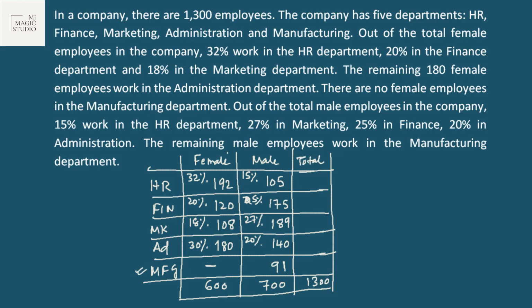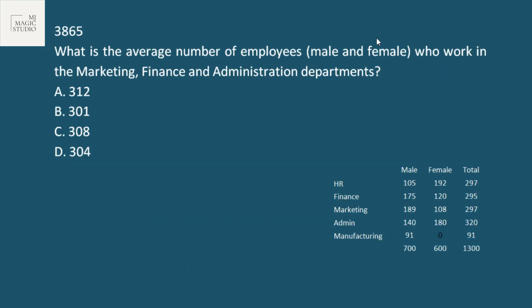So now we should complete this. 192 plus 105, 297. 295 total in finance, 297 total in marketing, 140, 320 total in admin, and 91 total in manufacturing. Once this table is ready with us, we are ready to answer all the 4 questions. Now this is the table which we have already got from the given data.